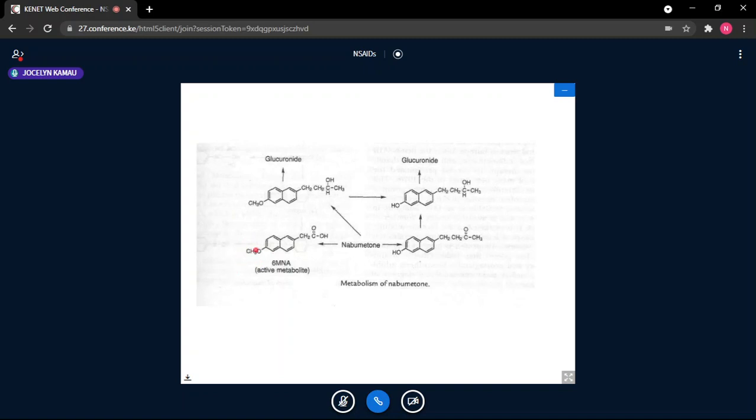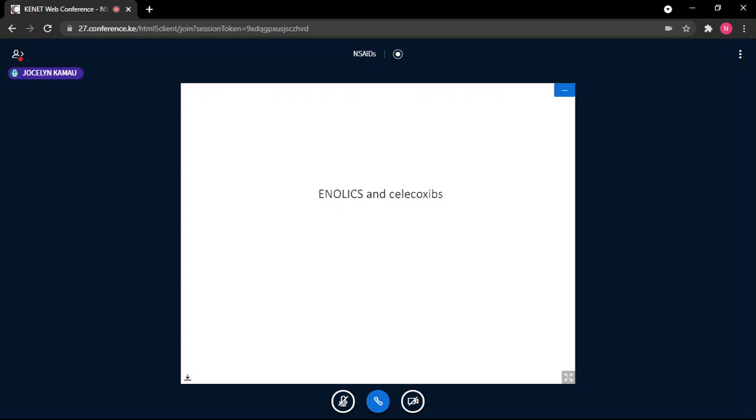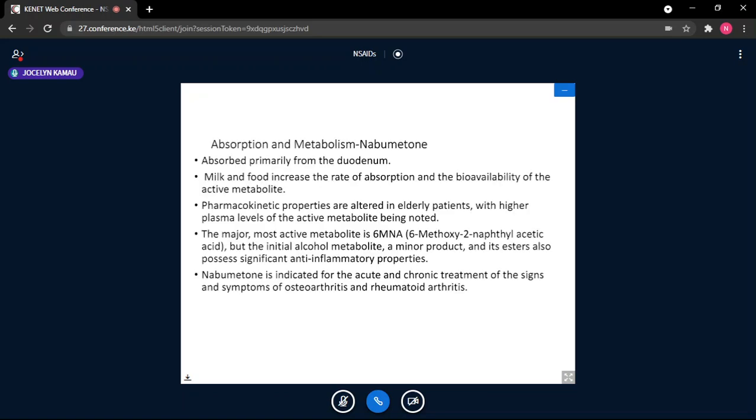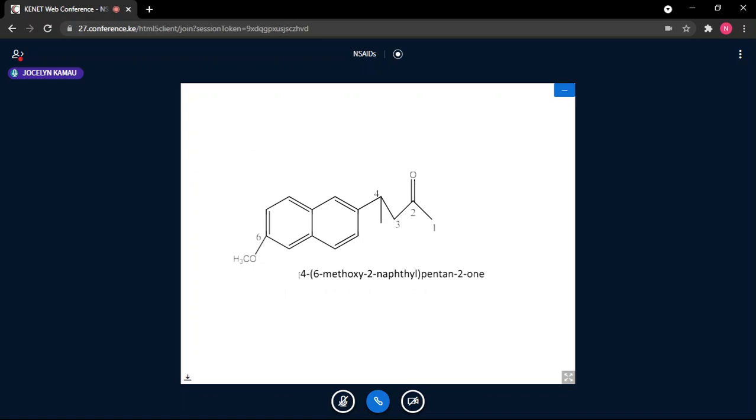Oxidative O-dealkylation removes the methyl group, and that becomes a hydroxyl group, and of course that group is still retained. Some of these metabolites may have a bit of activity, but the one which was found to have maximum activity is the 6-MNA, which is 6-methoxy-naphthyl acetic acid.